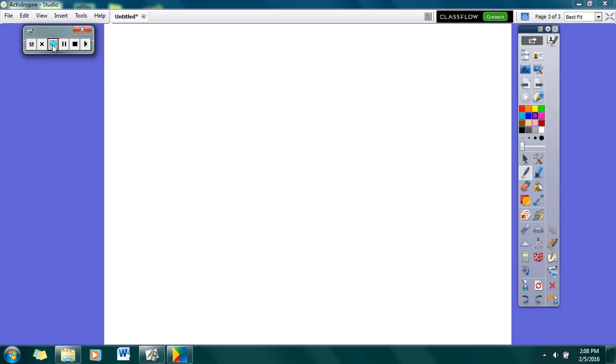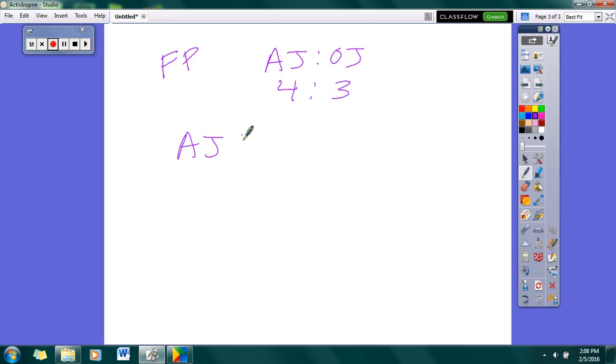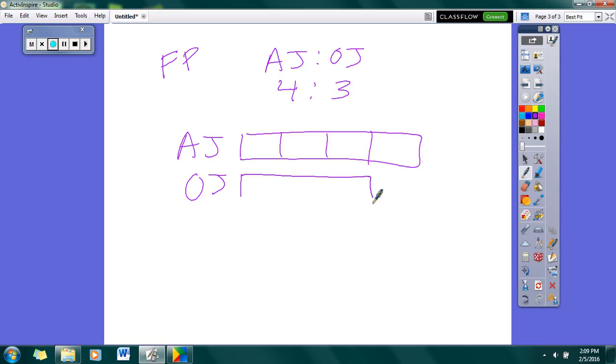So if I want to make fruit punch, the recipe is 4 parts apple juice, 3 parts orange juice. So if I put in 4 cups of apple juice, I need to put in 3 cups of orange juice to get fruit punch. Okay? So if I were to draw this as a tape diagram, I'd write apple juice, I'd draw 4 pieces, and I would draw orange juice, and then draw 3 pieces. Okay? So this is how my general tape diagram is going to go.